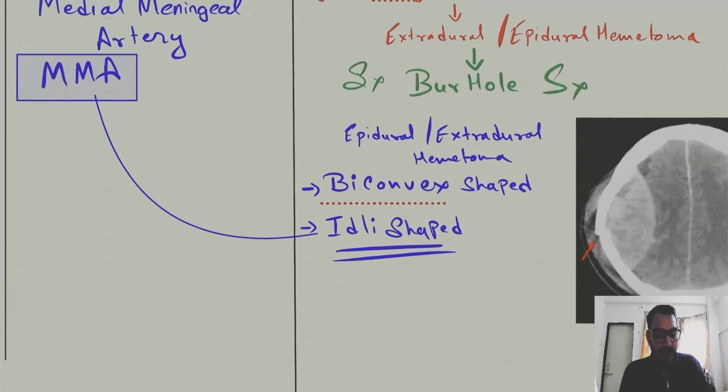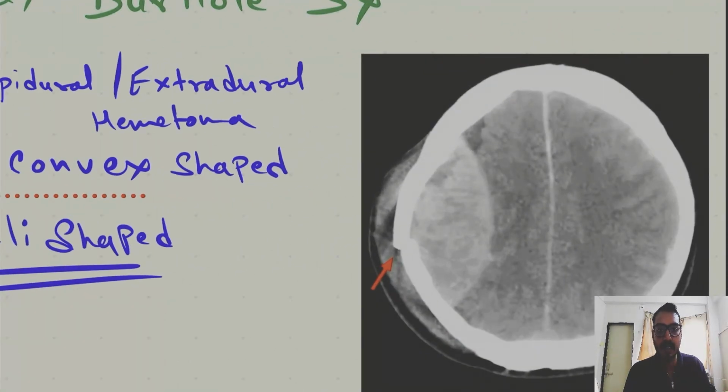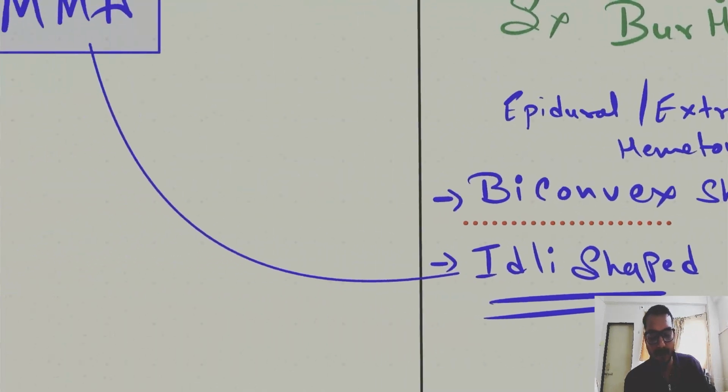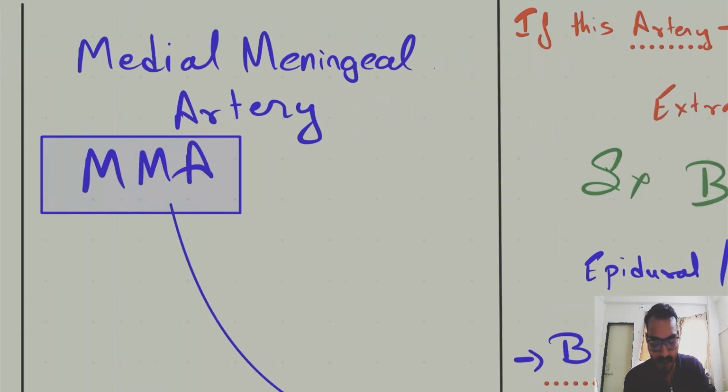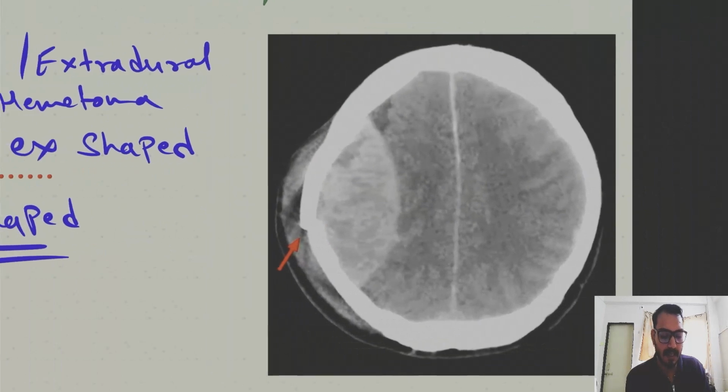So the problem is an idli-shaped hematoma, also known as extradural or epidural hematoma. Why is this problem occurring? Because of my mama: the middle meningeal artery is getting ruptured. Because of this I am having this kind of deformity in my head, known as epidural or extradural hematoma. What all things do you have to remember? It is a biconvex shaped hematoma, and the edges are pinpoint edges.